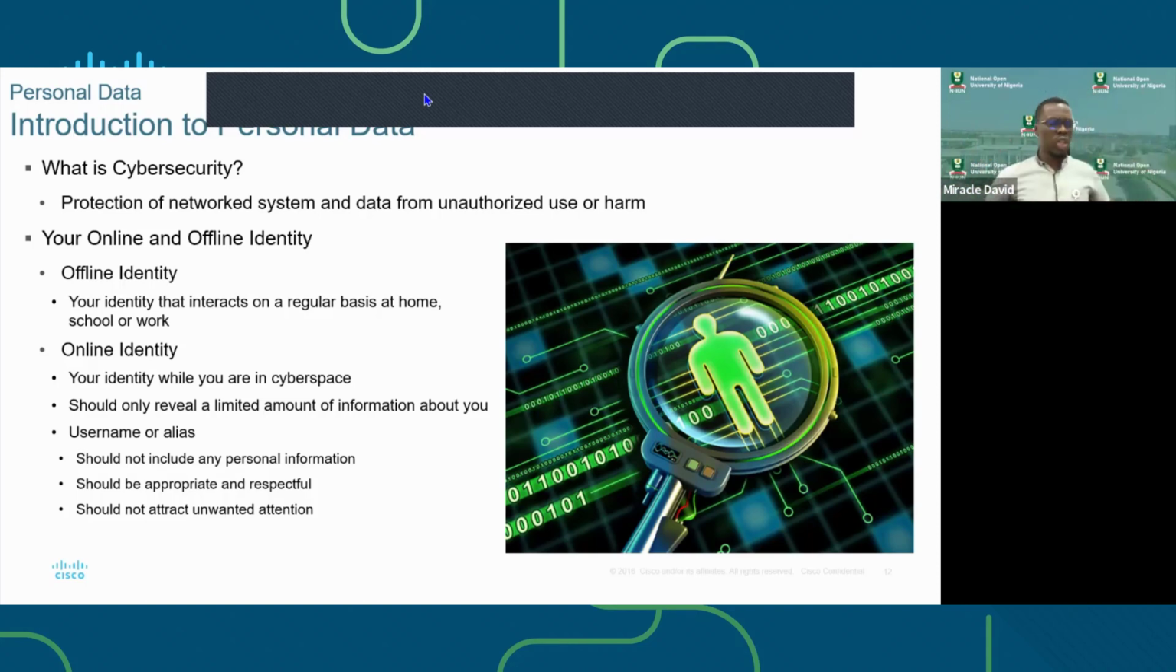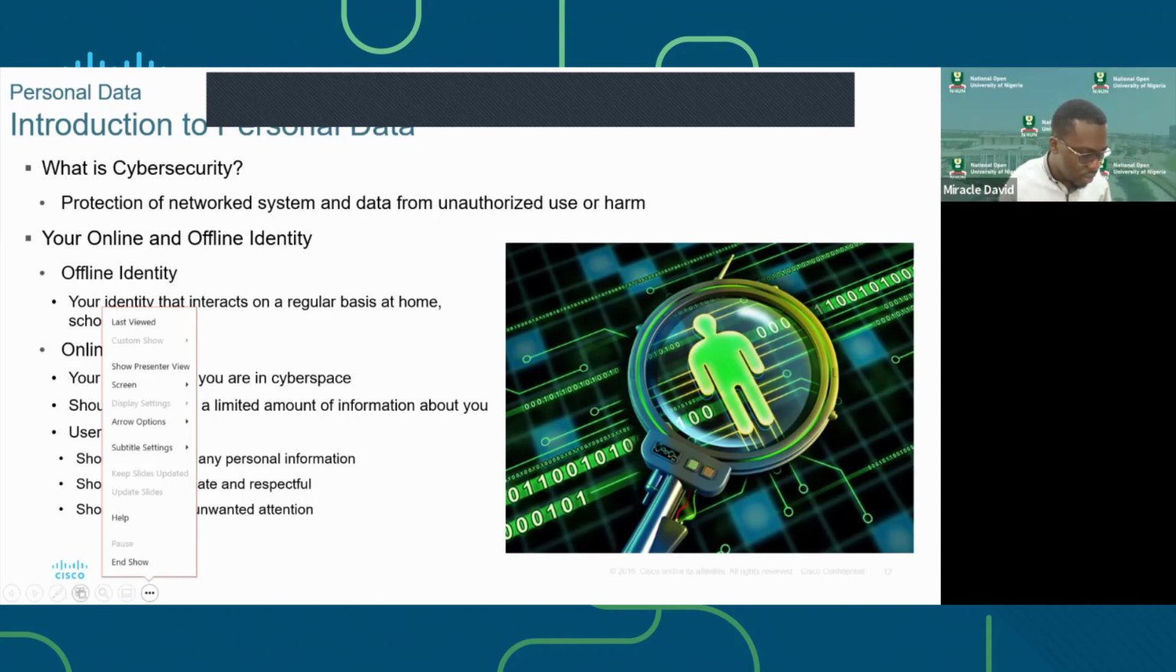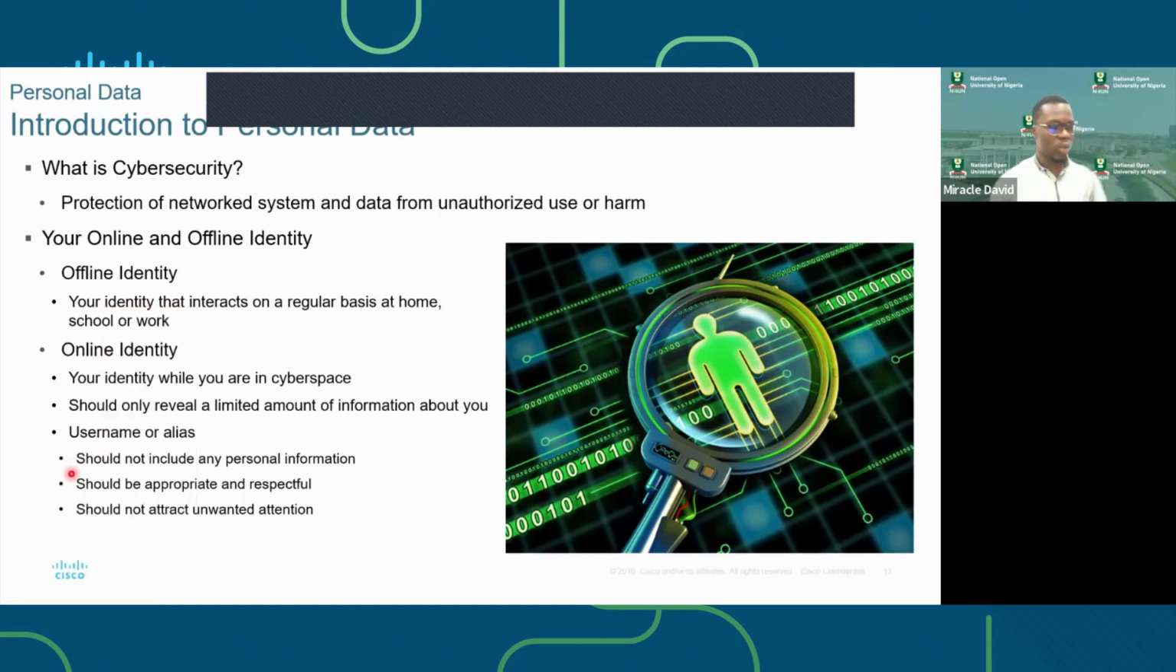So you have two types of data, really. You have your offline data. Your offline data has to be people around you, your identity that interacts on a regular basis. Let me put this up so that we can see this better. All right, so we can move together. So your identity that interacts on a regular basis at home, your school or work, that's your offline data.